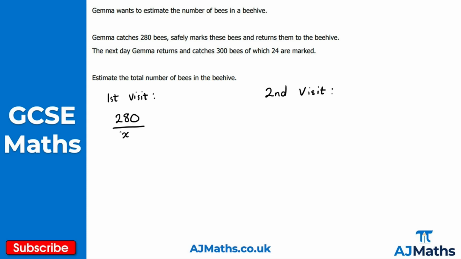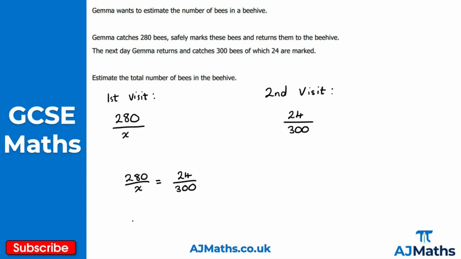And then on the second visit, she catches 300 bees in total, of which 24 are marked. Okay, so she catches 24 marked bees out of 300. Okay. So again, all I want to do now is equate these two expressions. So I'm going to get 280 over X is equal to 24 over 300. Rearrange and make X a subject.